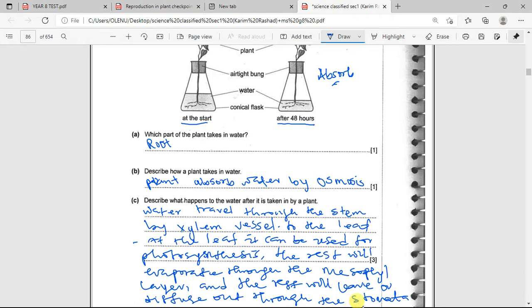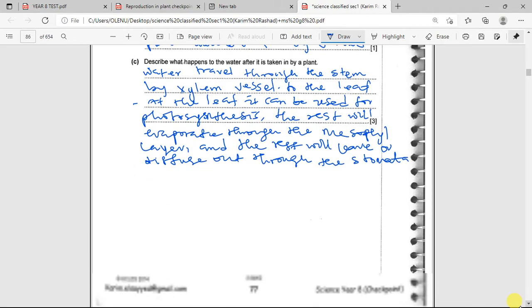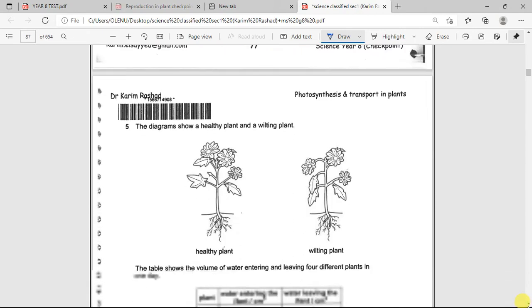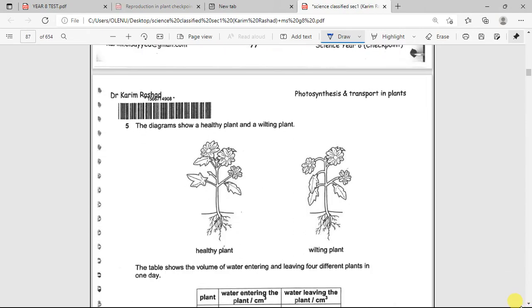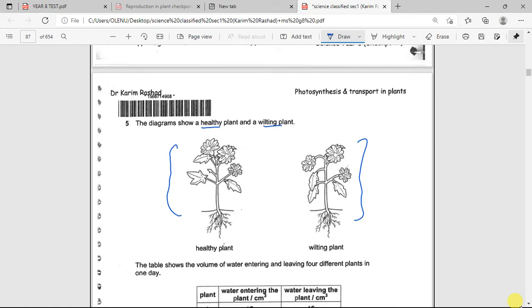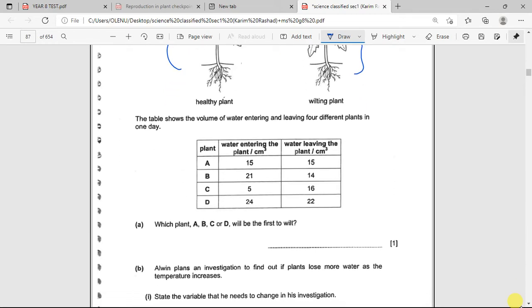Okay, so the next question that will give you a full 3 marks and more content is: the diagram shows a healthy plant and a wilting plant. So this plant is healthy and this plant is wilting. Now, if you observe the change in terms of the leaf and flowers, they are falling off. The table shows the volume of water entering and leaving 4 different plants in one day. So water entering the plant is this, and water leaving the plant is this value. The 4 different plants are A, B, C, D.